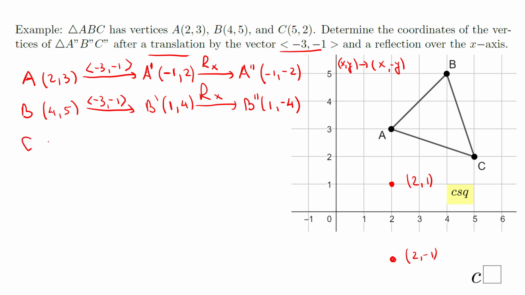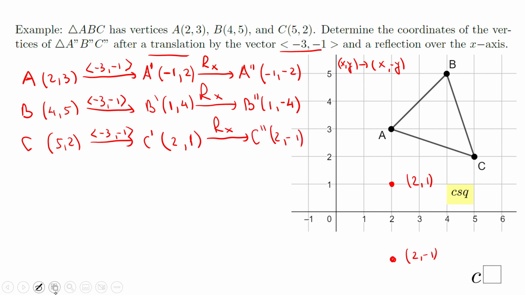And let's go to C, the last one in this problem, 5 and 2. So we're gonna have the vector again, the rule, if you want to call it like that, which tells us what to subtract. From the x, subtract 3. I apologize, 5 minus 3, that is 2. And from the y, subtract 1, 2 minus 1 is 1. And again, reflection over the x-axis, (x, y) becomes (x, -y), so in this case C prime will be 2 and -1.